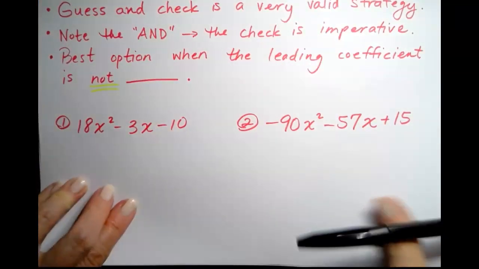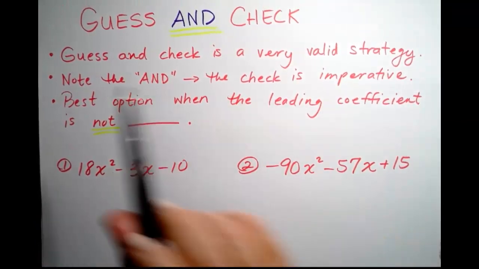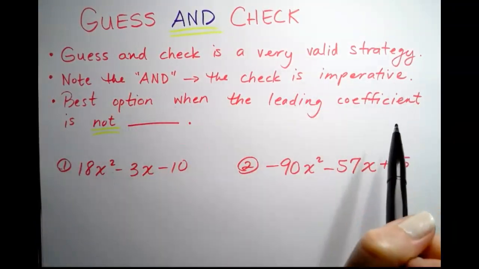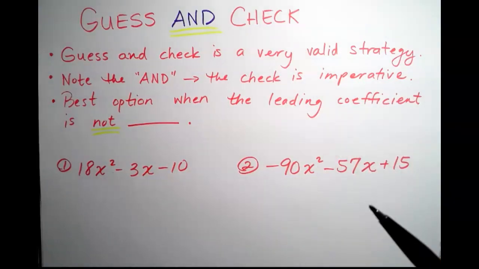Next strategy is everyone's favorite, the guess and check. Guess and check is a very valid strategy. We do this often when we have a difficult mathematical scenario. We might make a guess and see if that particular guess makes sense when we plug it back into a problem. So guessing and checking is a valid strategy.